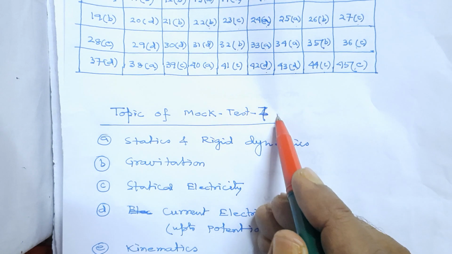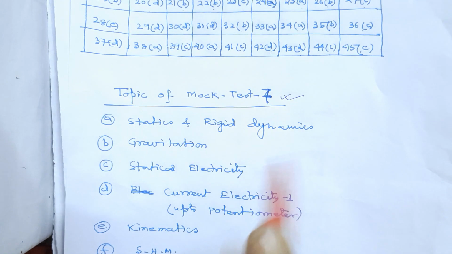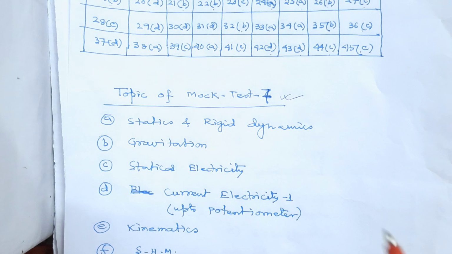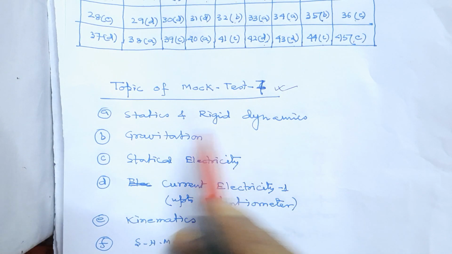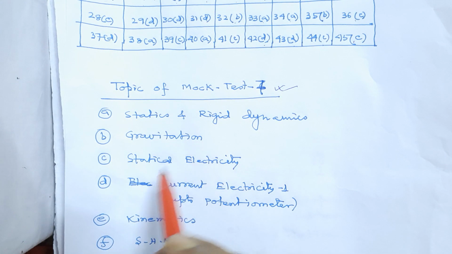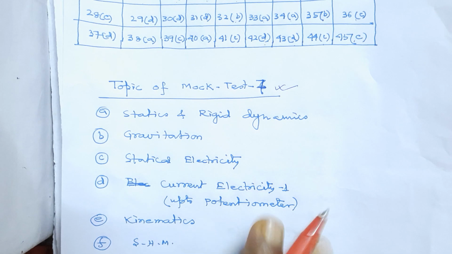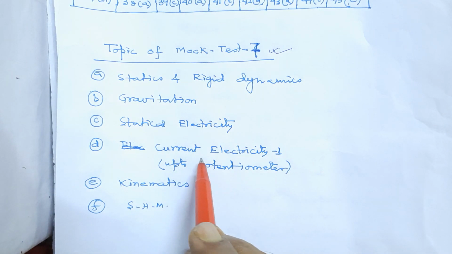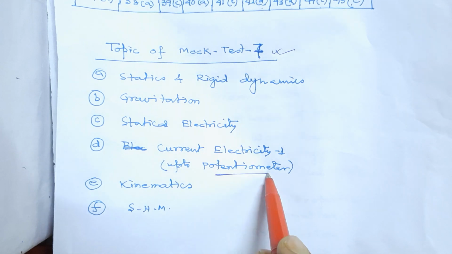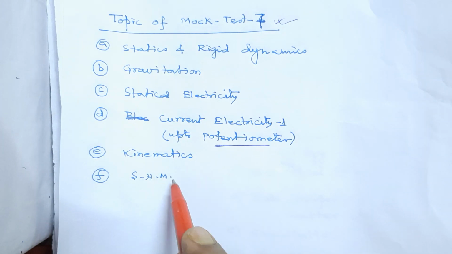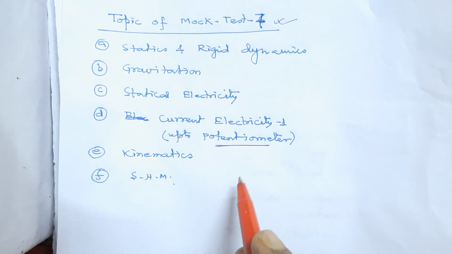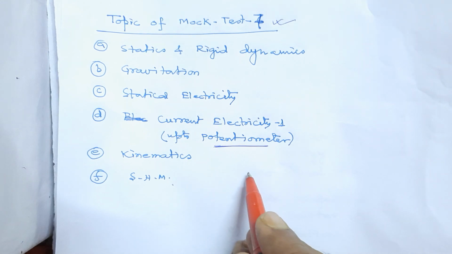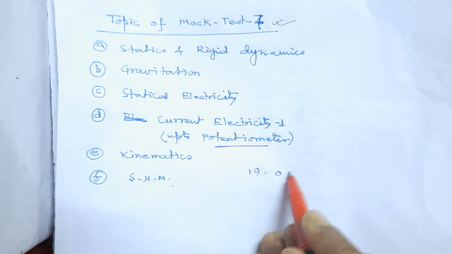Our next mock test is mock test 7. The topics of that mock test are statics and rigid dynamics, gravitation, static electricity, current electricity up to the instrument, that is up to the potentiometer, kinematics and SHM. And the probable date of that exam is 19th June 2022.